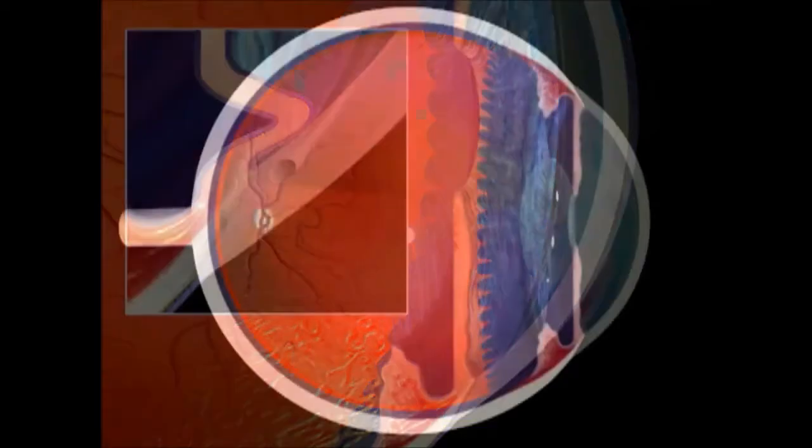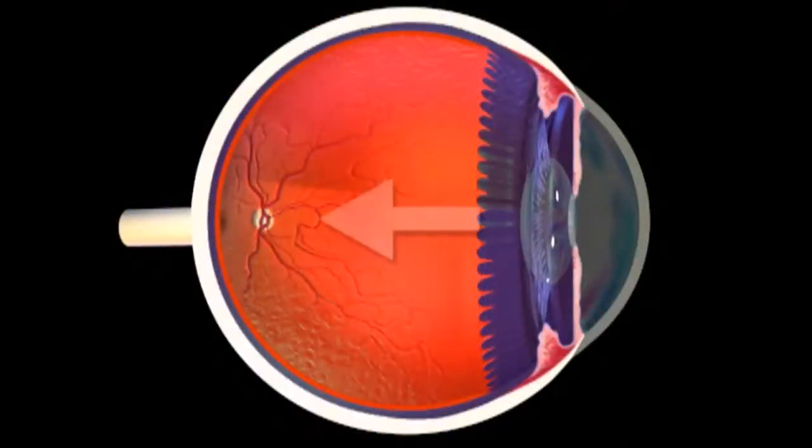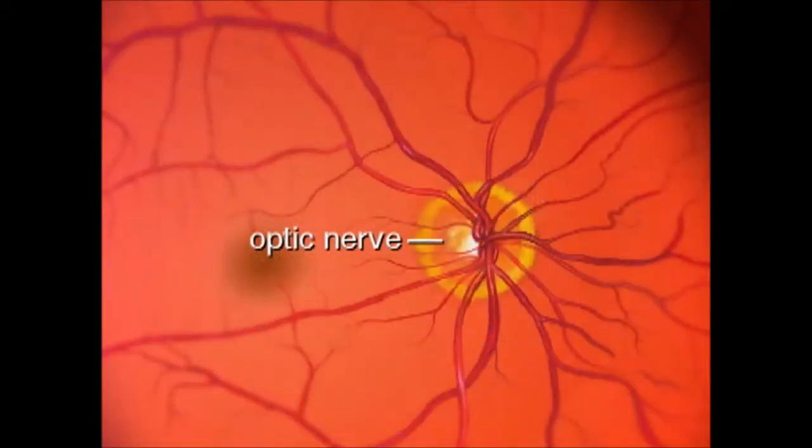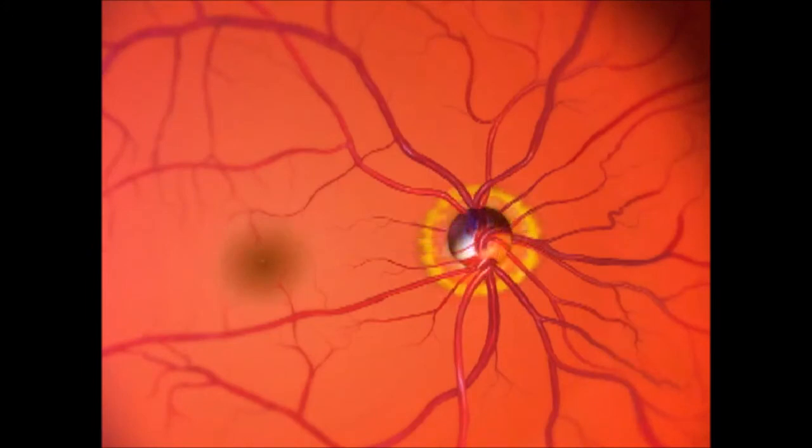In either case, the fluid buildup in your eye creates pressure that pushes on the back of your eye and damages the optic nerve, which is the nerve responsible for transmitting images that you see to the brain. This pressure over time can cause blind spots and even blindness.